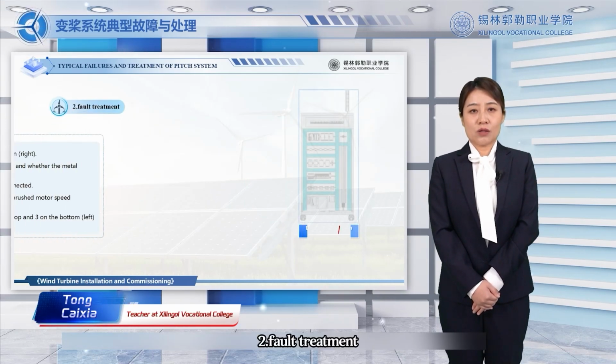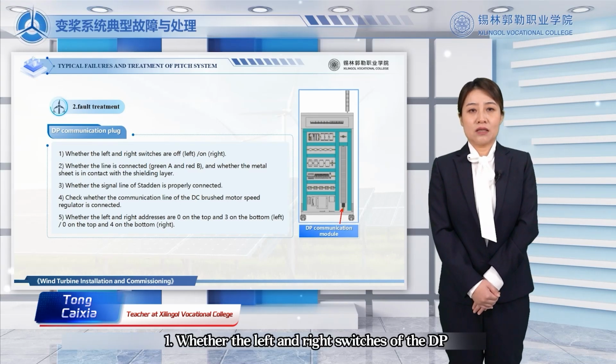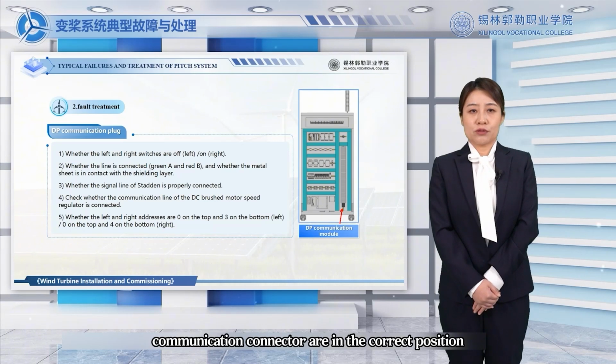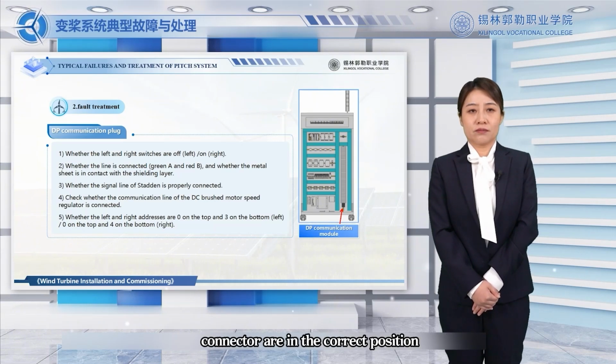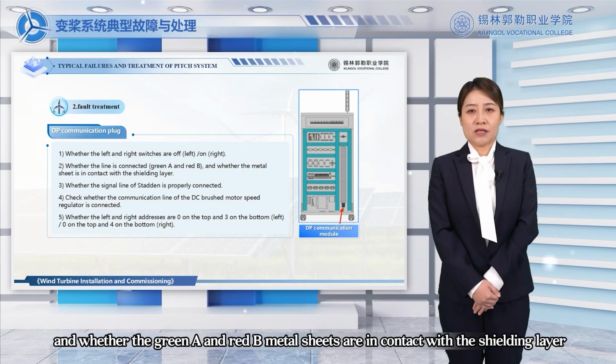2. Fault treatment. DP communication failure. 1. Check whether the left and right switches of the DP communication connector are in the correct position. 2. Check whether the wires in the DP communication plug are properly connected and whether the green A and red B metal sheets are in contact with the shielding layer.